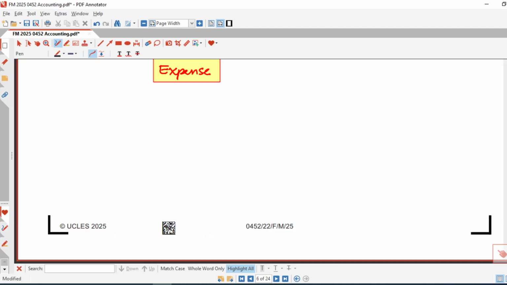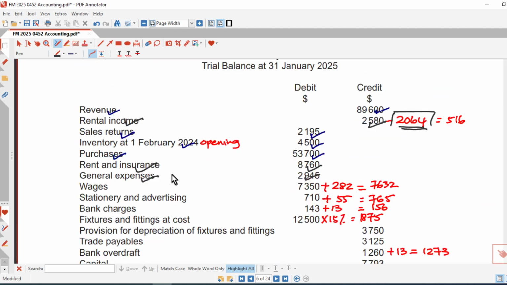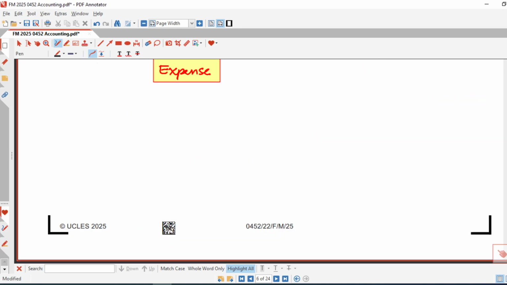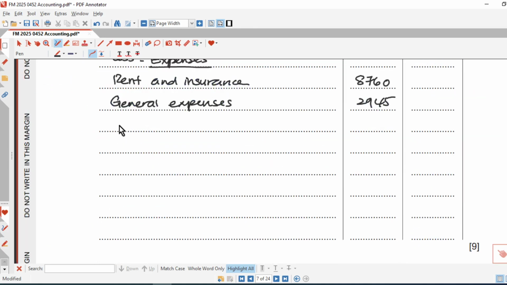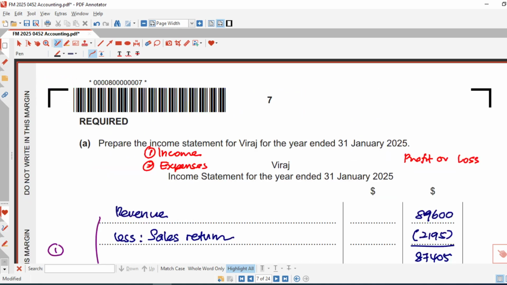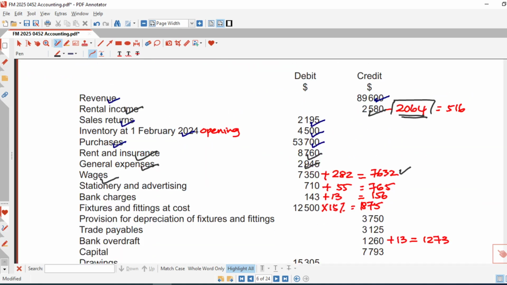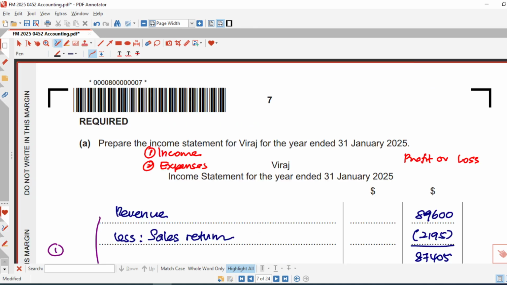Okay, let's go back up. We have wages. Okay, wages, you gotta be careful. You gotta use the adjusted figure, 7,632. All right, and we go back up. We have stationery and advertising, 765.